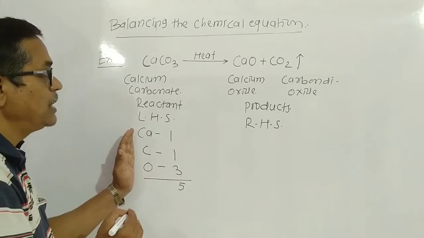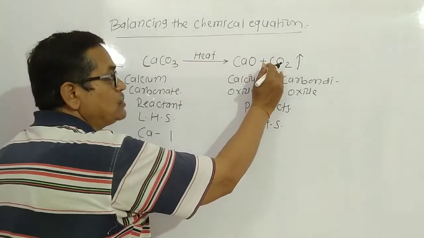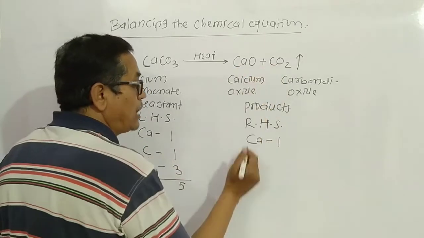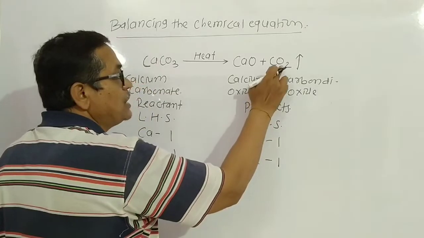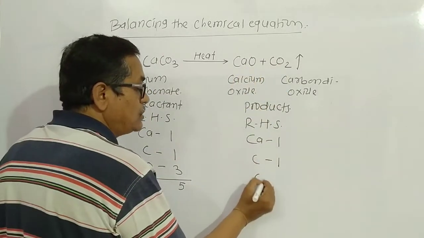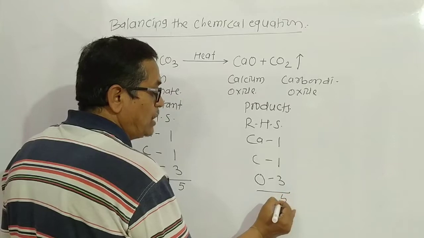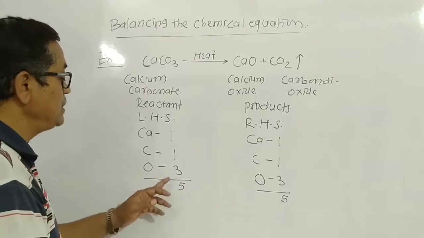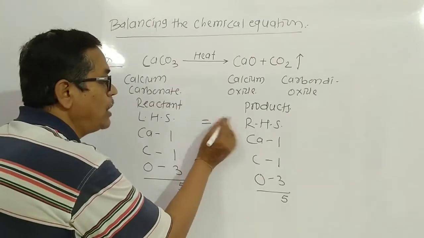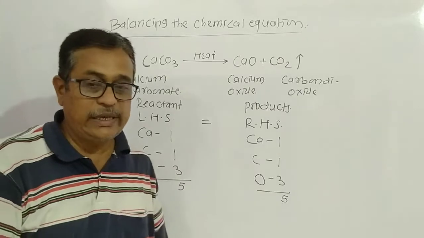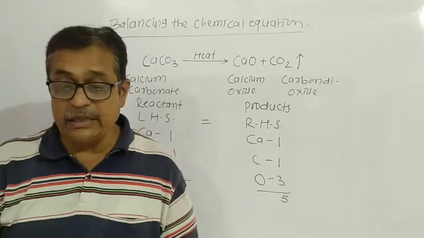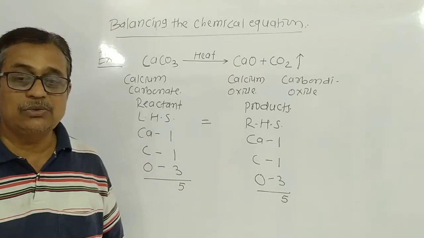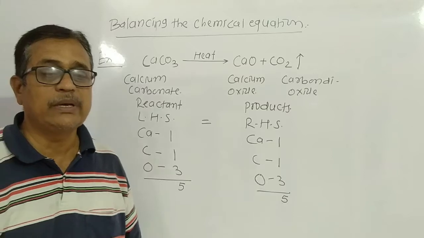5 atoms on the LHS. We count the number of atoms on the RHS. Here calcium is 1, carbon is 1, and oxygen is 2 plus 1, that is 3. So the total number of atoms is 5. Means LHS is equal to RHS. In this equation, LHS is equal to RHS, and you know that such an equation is called a balanced chemical equation.